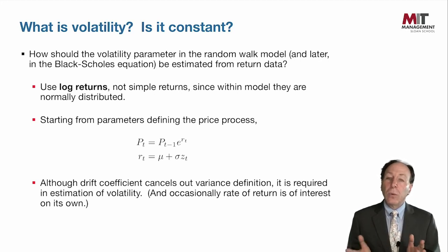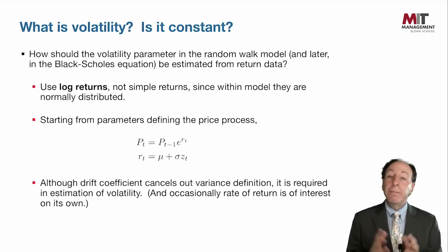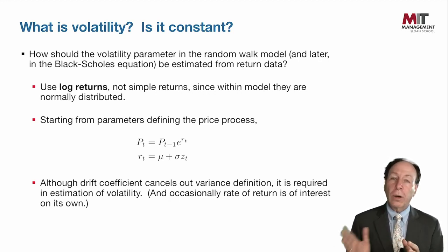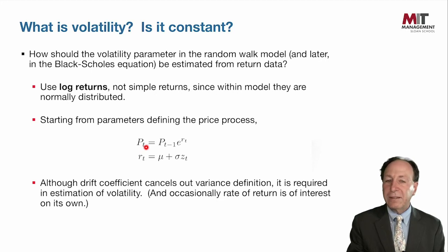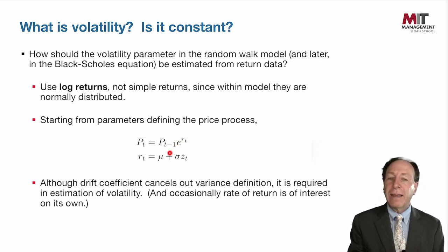The typical approach, though, is to use logarithmic returns, not simple returns, because they're consistent with the formulation of the model. That is, within the option pricing models, as we'll see, there's an assumption that the returns are log normally distributed, or in other words, that the log returns are normally distributed. If we start from the parameters of the price process, we think of the price as being the price from the previous day times the exponential of some logarithmic return, and then we think about iterating that, that's consistent with our random walk model here.